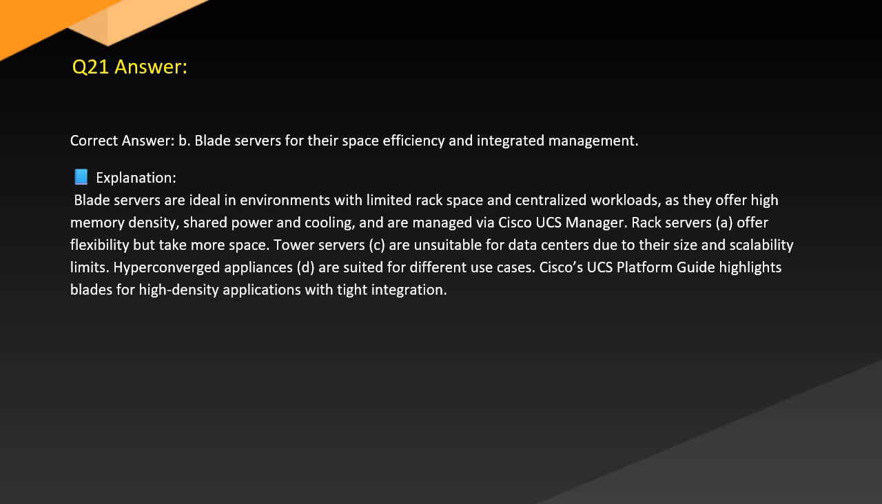Rack servers A offer flexibility but take more space. Tau servers C are unsuitable for data centers due to their size and scalability limits. Hyperconverged appliances D are suited for different use cases. Cisco's UX platform guide highlights blades for high-density applications with tight integration.